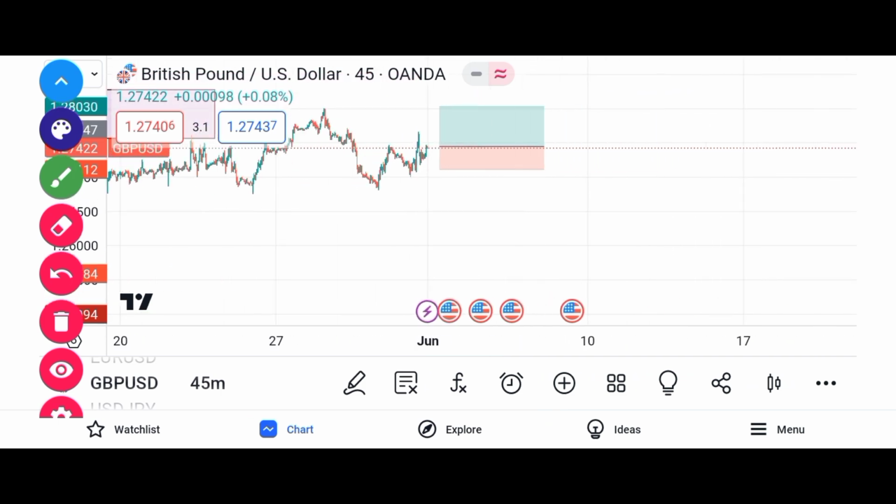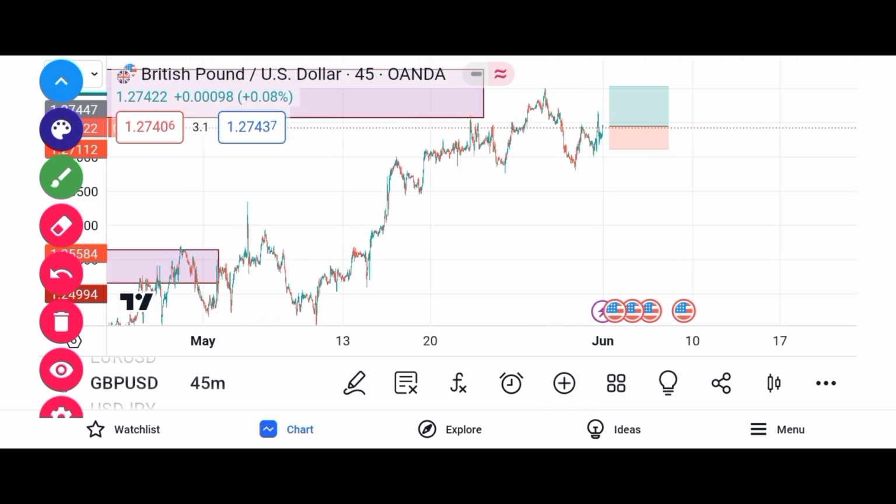Do you see me drawing anything on my chart? No. I just understood how the market moves. I just understood the order flow. The market is in an uptrend. It's clear that it's going to continue going up.